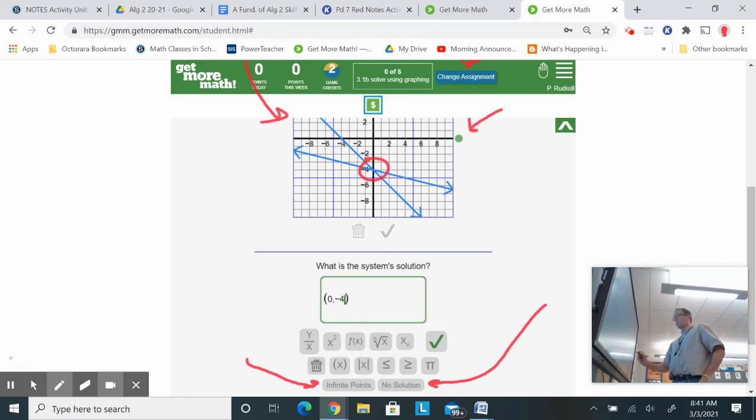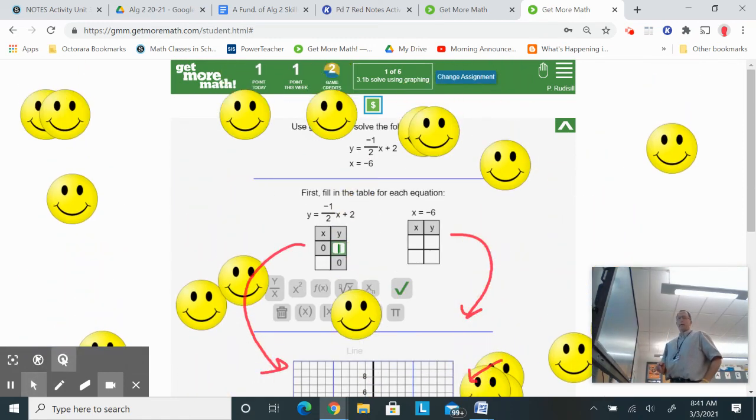So let's see how we did. All right, so good luck with those.